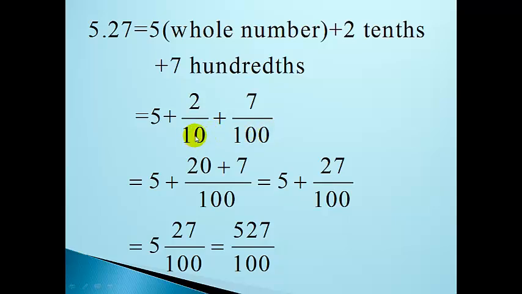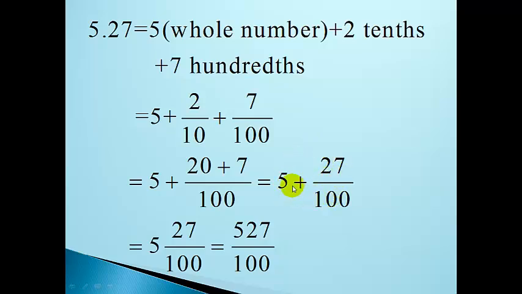Now we find the LCM of 10 and 100, and it is 100. 10 goes into 100 10 times, and 10 times the numerator 2 equals 20. Plus 100 goes into 100 once, and 1 times the numerator 7 will give you 7. Now 20 plus 7 is equal to 27. So we have 5 plus 27 divided by 100. That is why we have 5 plus 27/100.